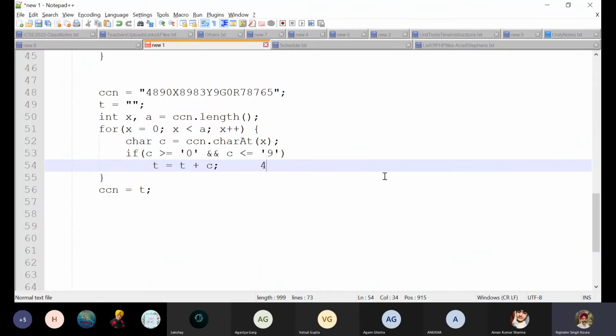Then it is going to be 48. Then it is going to be 489. Then it is going to be 4890. X is not going to be added because X is not a number, then an 8, then a 9, then an 8, then a 3, then a 9, and so on and so forth. Does it make sense, everybody?